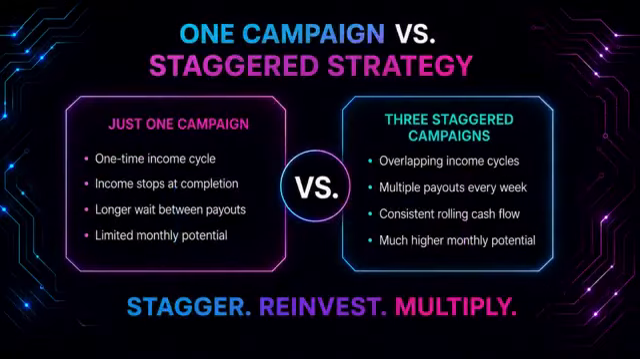Now let's compare using just one campaign versus building a staggered campaign strategy with 3 campaigns. With only one campaign, the income cycle is limited. Once the campaign completes, the income stops until another campaign is started. With 3 staggered campaigns, the member creates overlapping income cycles. This is how we design our plan to pay us weekly. That means multiple payouts can happen across the month, creating a more consistent rolling cash flow pattern. The strategy is simple: stagger, reinvest, and multiply the timing of your campaigns.